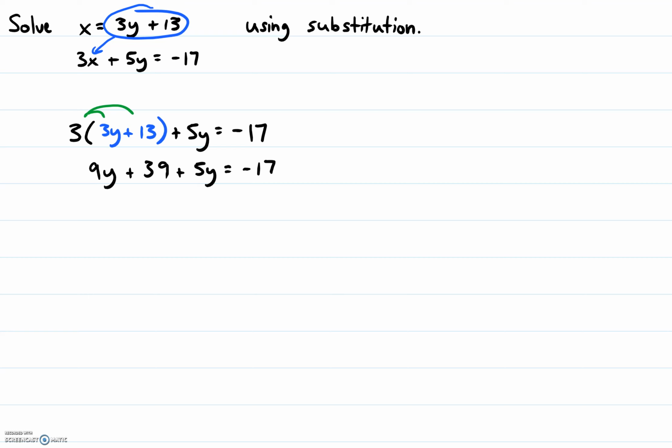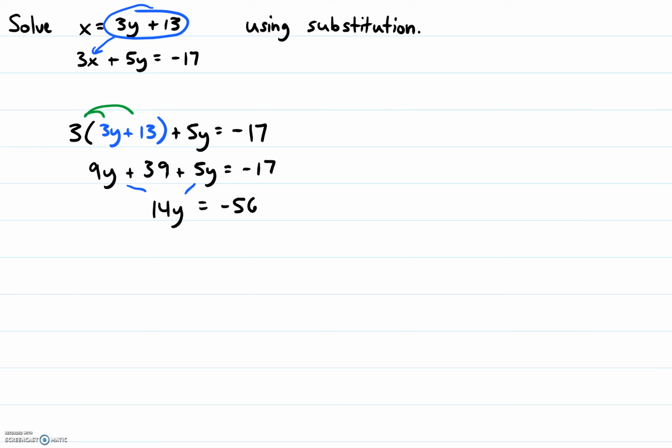And our 9y plus our 5y is going to give us 14y. That's just combining our like terms here and here. And we can subtract 39 from both sides, and negative 17 minus 39 is going to give us negative 56. And so what we have is 14y is equal to negative 56.